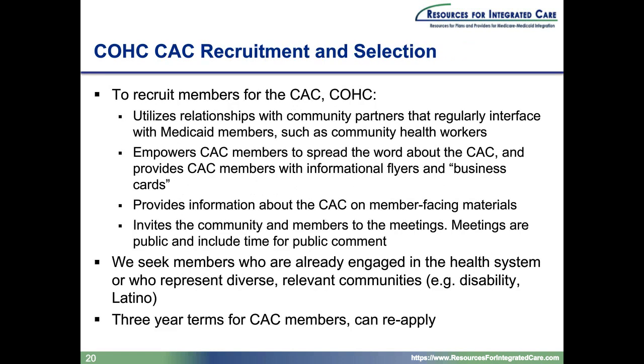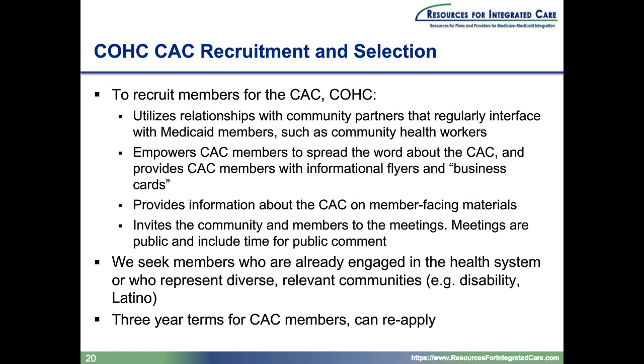For CAC recruitment, we utilize relationships with community partners that regularly interface with Medicaid members, such as community health workers. We empower our CAC members to spread the word about the CAC and provide the CAC members with informational flyers and business cards. We provide information about the CAC on member-facing materials that the CCO sends out. We also invite community members to our meetings. Our meetings are open to the public, and we also provide a space for public comment.